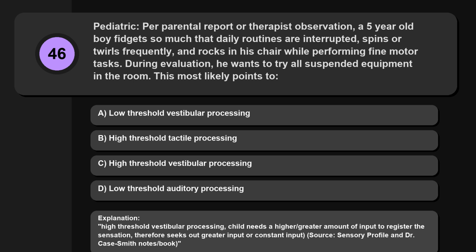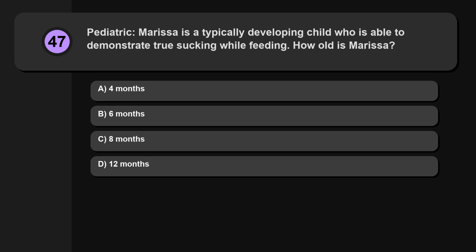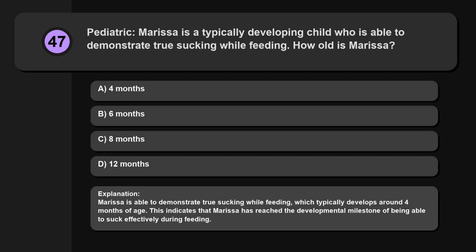Source: Sensory Profile and Dr. K. Smith notes/book. Question 47. Pediatric. Marissa is a typically developing child who is able to demonstrate true sucking while feeding. How old is Marissa? Option A. 4 months. Option B. 6 months. Option C. 8 months. Option D. 12 months. The correct answer is option A. Marissa is able to demonstrate true sucking while feeding, which typically develops around 4 months of age. This indicates that Marissa has reached the developmental milestone of being able to suck effectively during feeding.